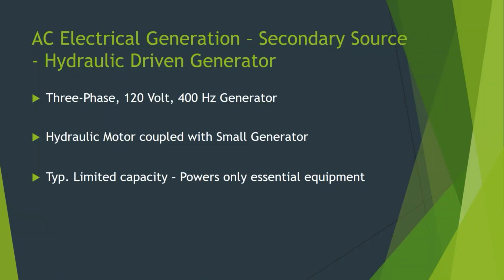These oftentimes are limited in capacity. They're not going to be able to power the entire aircraft, but they are going to be able to power a significant amount. In some cases, they can power an entire bus, one of two buses or three or four buses, depending on how the aircraft is configured. But often if they're by themselves, they're going to power only essential equipment. So those are the two secondary sources that we'll see on an aircraft when it's in the air.